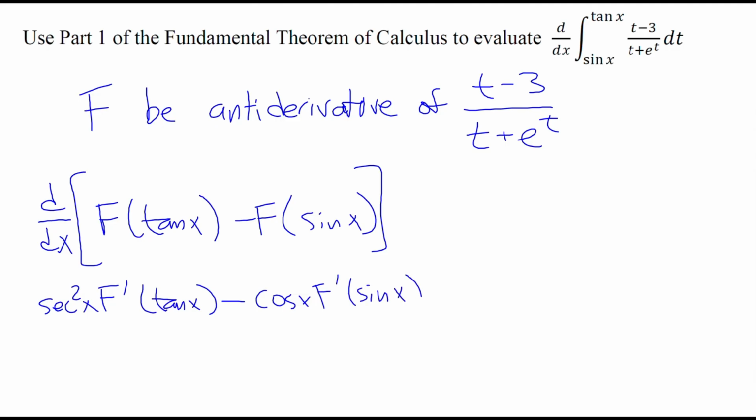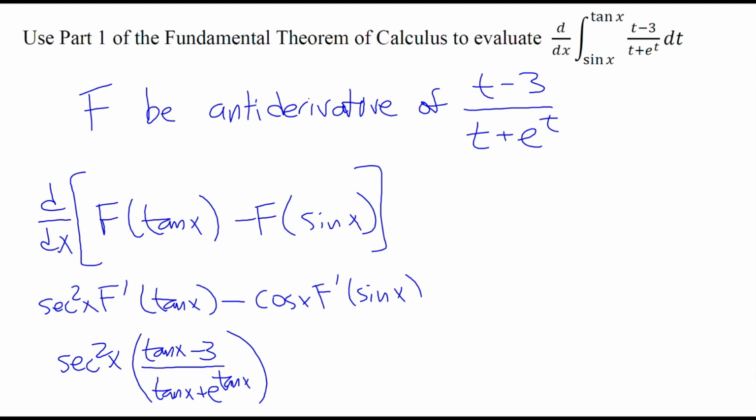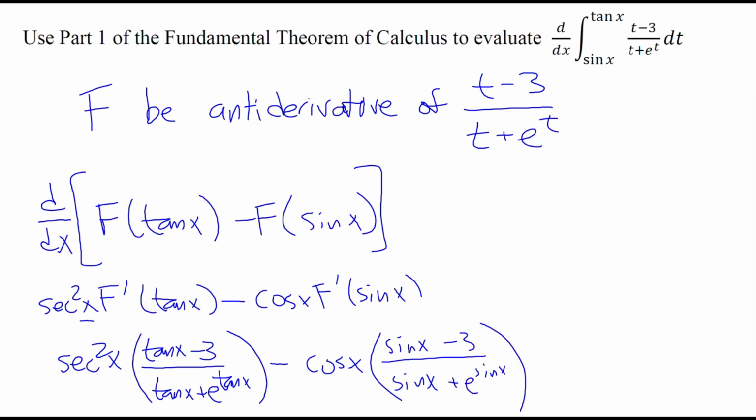So now we'll just go in and replace the t's in our original function with tangent and with sine, and just multiply all of this together. So we end up with secant squared x times, this time we're going to put in tangent, so tangent x minus 3 over tangent x plus e to the tangent x, and then minus cosine x times sine x minus 3 over sine x plus e to the sine x. And that should be our final answer there.